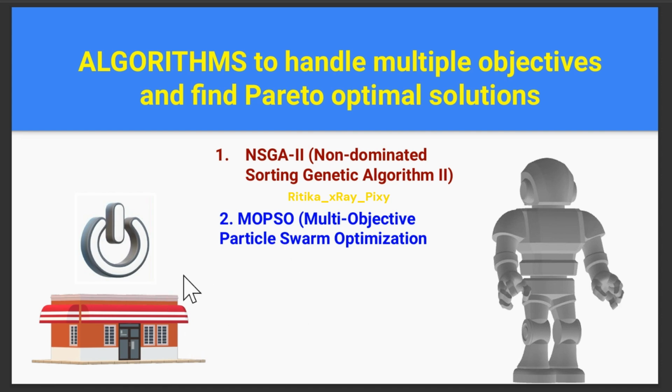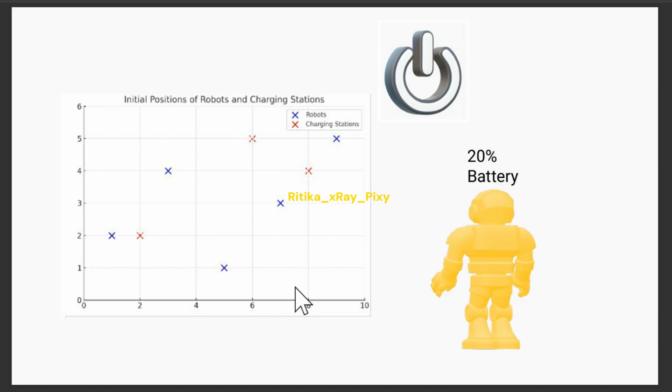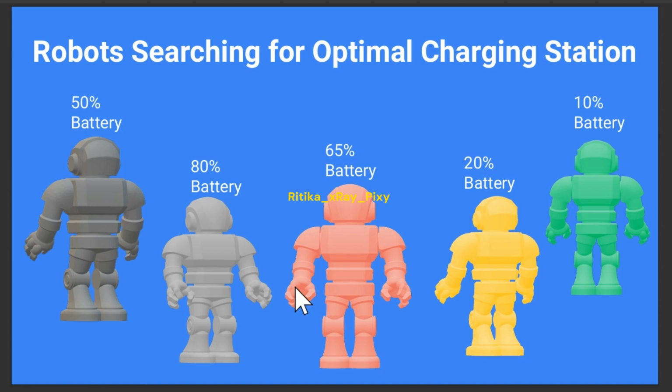The algorithms that we can use for a multi-objective optimization problem: we can use NSGA-II, that is the non-dominated sorting genetic algorithm, or we can use MOPSO, that is the multi-objective particle swarm optimization, to handle multiple objectives and find Pareto optimal solutions. So in a multi-objective optimization problem for robots with varying battery levels, each robot seeks the best charging station based on its specific need. By balancing criteria such as charging speed and capacity, the PSO algorithm can help find an optimal solution that matches each robot's requirements.